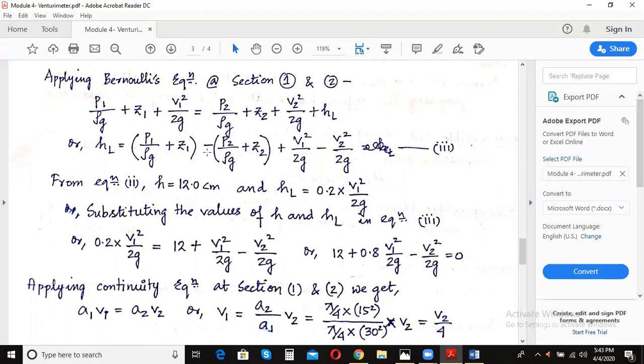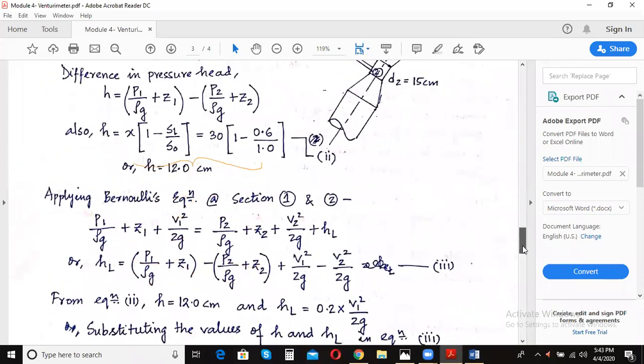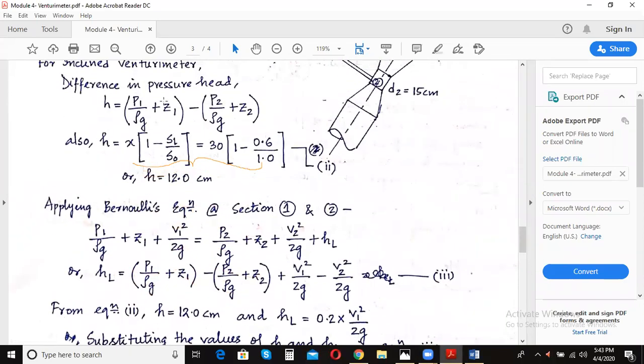Now if you take HL, head loss, on the left hand side and all the other expressions on the right hand side, you will get this expression. And in this expression, what do we have? This part we have already calculated before. Let me show you. This part H, which is equal to this, has already been calculated as 12 centimeters. So we will simply substitute the value of H in this equation.